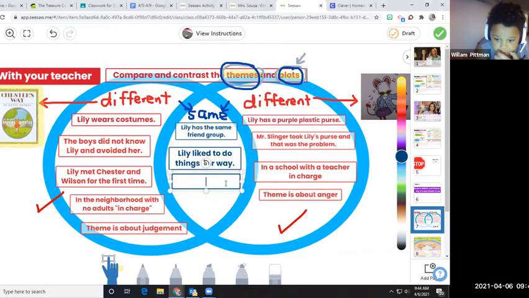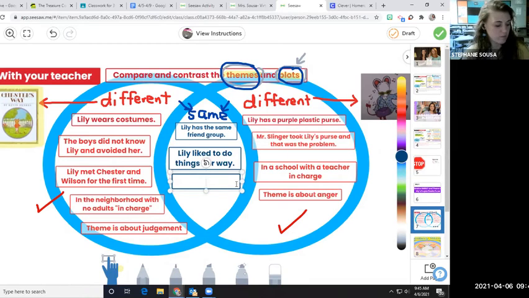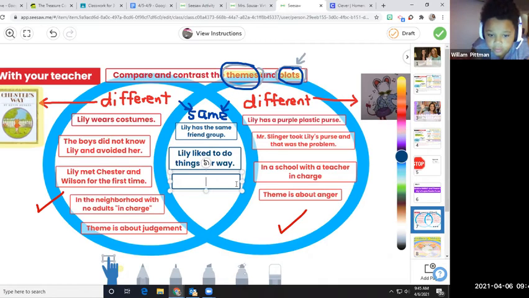I think something the same would be they did the same things still. Who did the same things? And what are the same things? Chester, Wilson, they gave each other the same things. They gave each other things that they think would be beneficial to each other.